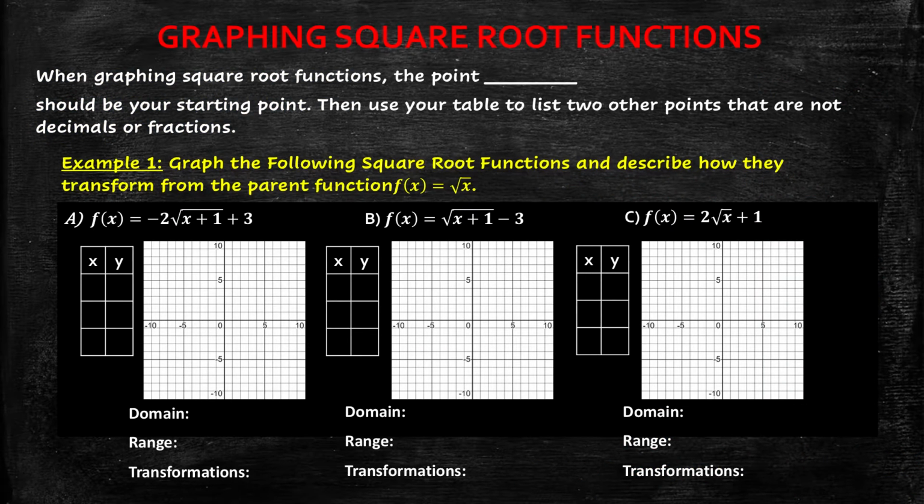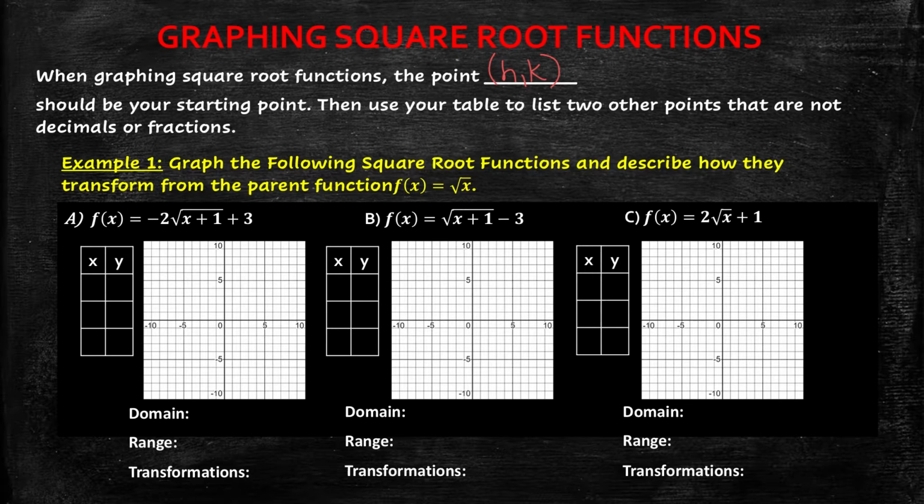Okay, as we start to look at the transformed square roots, when you are graphing a square root function, the point (h, k) is going to be your starting point. And then you're going to use your table to list two other points that are not decimals or fractions. So always start with your (h, k). So let's look at these examples.